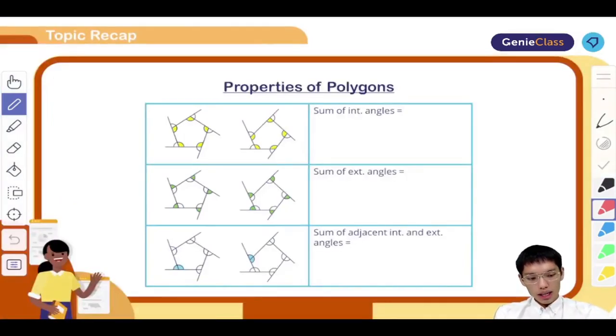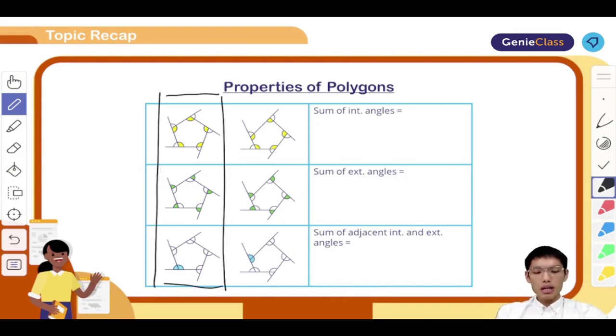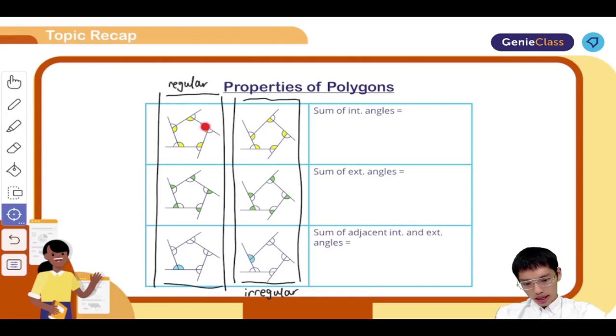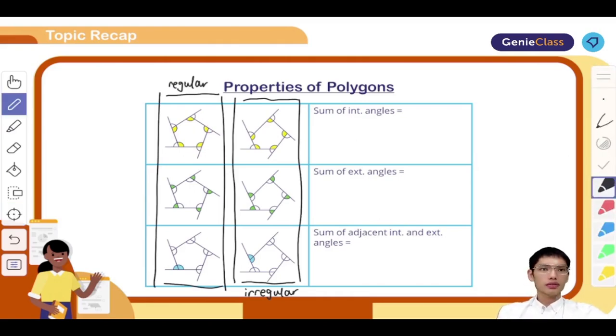Now, regardless of whether it is a regular polygon or an irregular polygon, does anybody recall what is the formula for the sum of interior angles? What is that particular formula that comes to mind? In this case, my sum of interior angles refers to the yellow ones. Does anybody recall? It's quite a string of a formula.